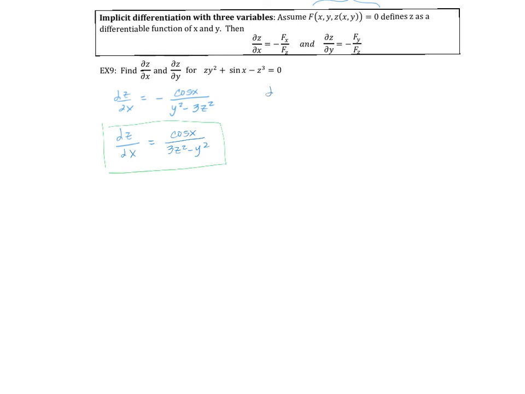So the partial derivative of z with respect to y is negative. In the numerator, I have 2yz over denominator y squared minus 3z squared. Or I could write this in a nicer form by dropping the negative into the denominator to get 3z squared minus y squared. And that's it for this section.